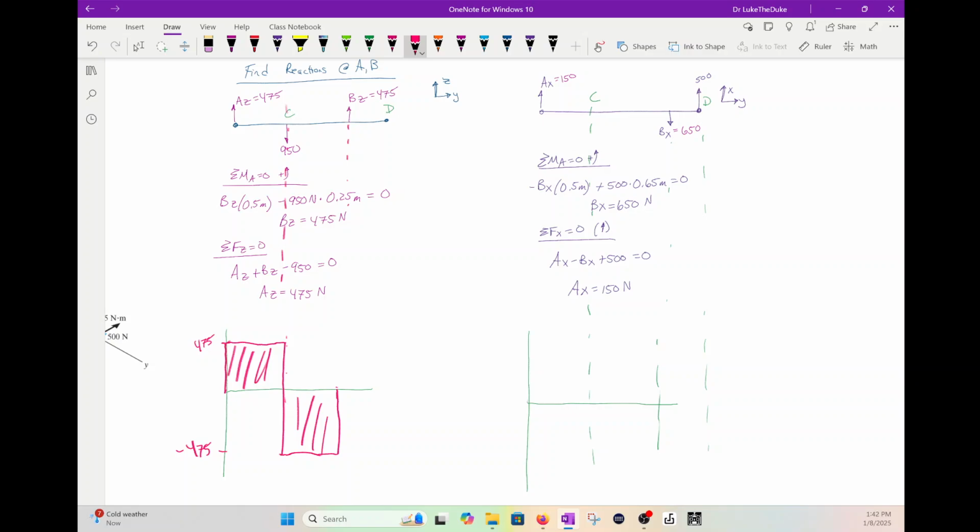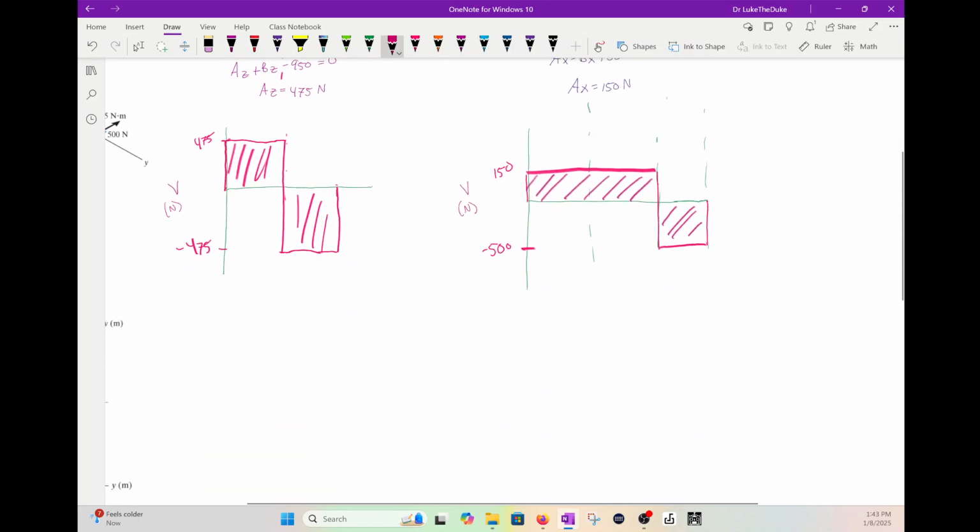So here we have 150 goes up all the way to B, right? And then it goes down to here. This is negative 150. Oh, sorry, 500. I meant to say minus 500, right? Then it goes over, and then it comes up. Let me close this, and let's fill this in. There's our shear diagram. You can label V, newtons, V, newtons. Let's go down and let's do our moment.